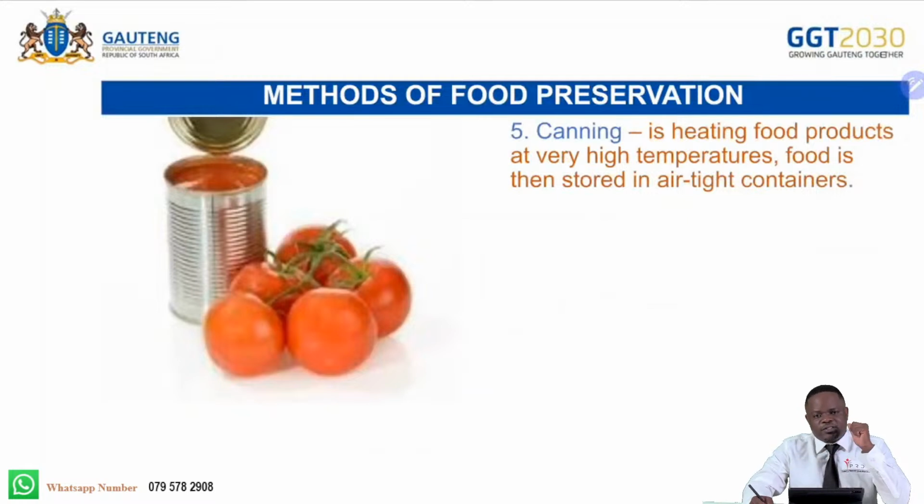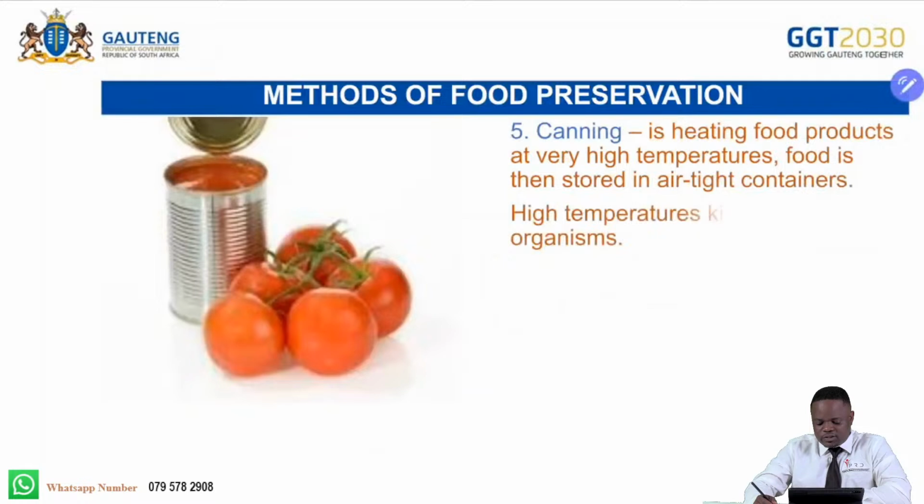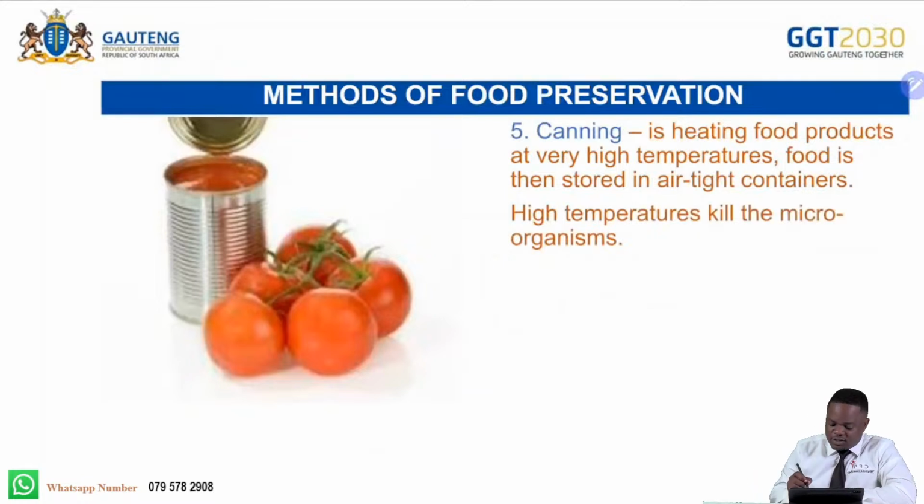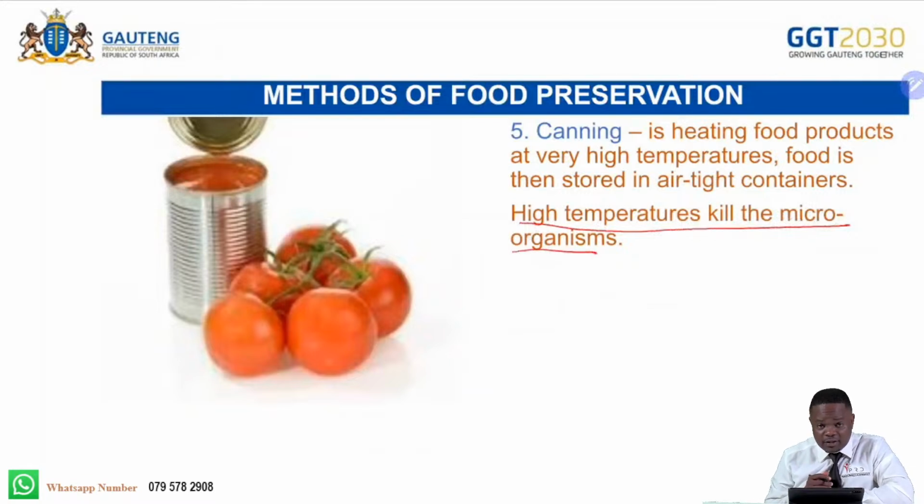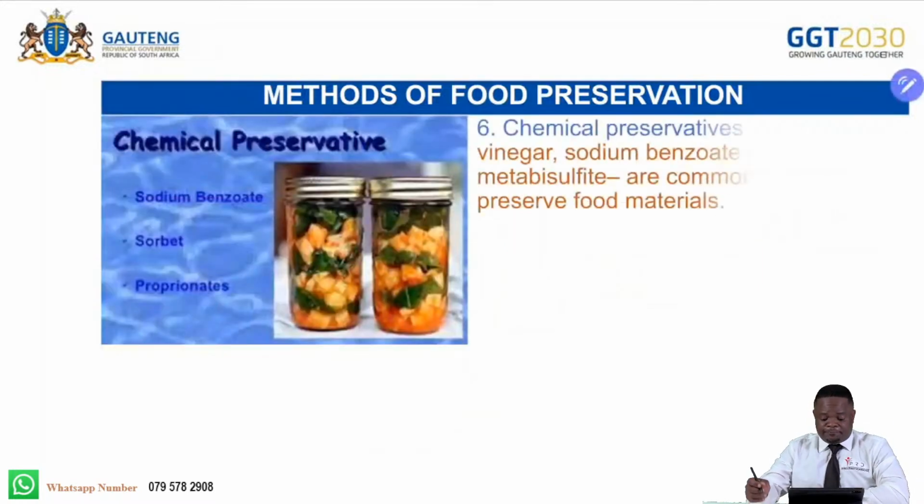All right. So the first step involves the decontamination. Okay, we're killing all the microorganisms before we put them into the cans, and we put them in airtight cans so that the microorganisms cannot survive. And we're saying this makes our food stay longer without getting bad. Okay, so remember there we were saying our high temperatures, they kill the microorganisms. So that is number 5. Okay, let's proceed. Number 6.